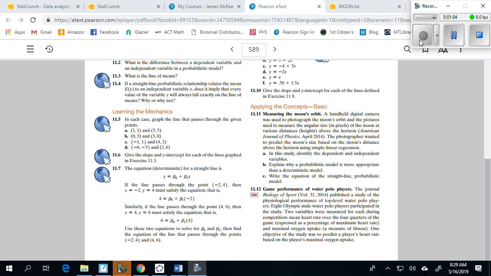So read through 10.1 again, refresh your memory on the vocabulary. If you want to write some of those definitions down on a cheat sheet, you're welcome to do that. You still do get an 8.5 by 11 piece of paper for this, so take advantage of that.